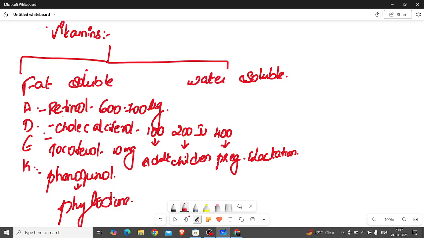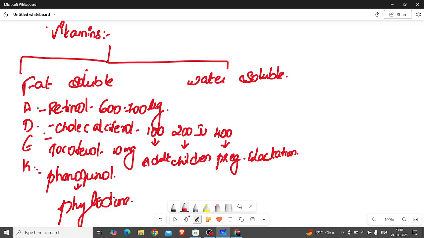Vitamin A, it is also known as retinol and the normal range is about 600 to 700 micrograms. And this deficiency leads to xerophthalmia, white spots, night blindness, like that. Then second one, vitamin D. It is also known as cholecalciferol, and the recommendations of vitamin D are 100, 200 and 400 international units. In adults the recommended dietary requirement is 100, in children 200, and in pregnancy and lactation it requires about 400.